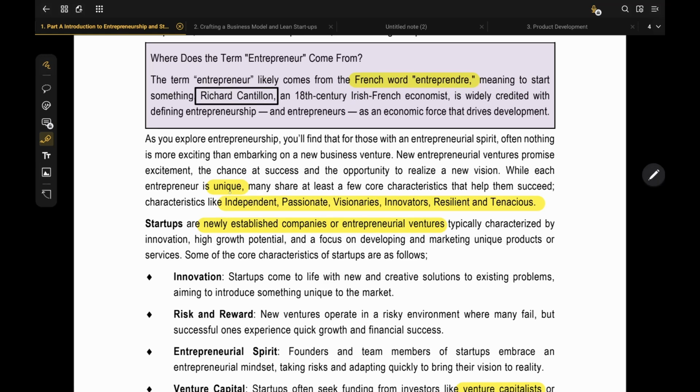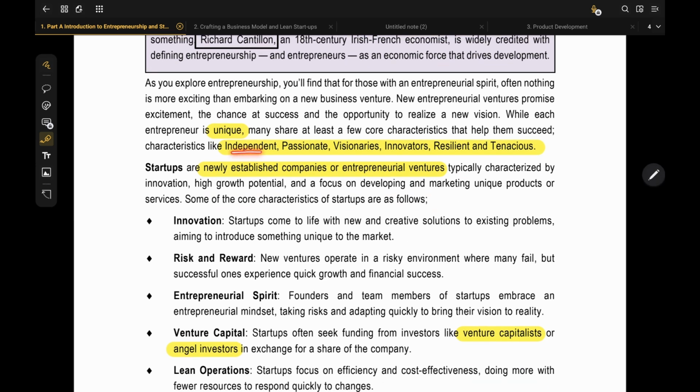And then entrepreneurs should be unique. That is one more important quality, as I already said: innovation, risk taking, uniqueness. They should also have some more characteristics like independent, passionate, visionaries, innovators, resilient, and tenacious. Independent means they should be independent of the society. They should be doing something new. Even though everyone discourages, they should continue doing it. It will benefit the society once they get successful.